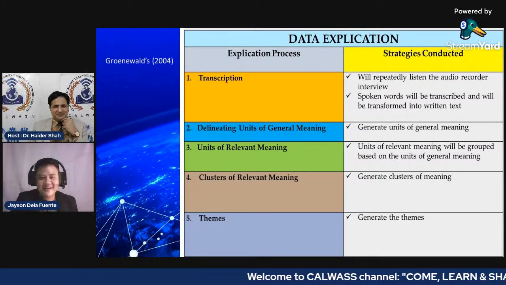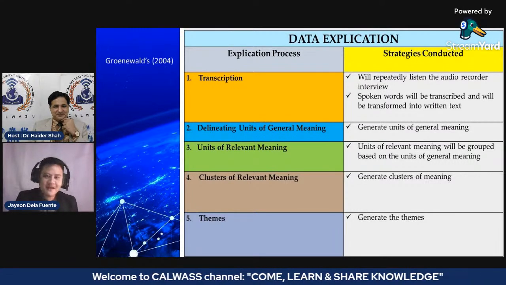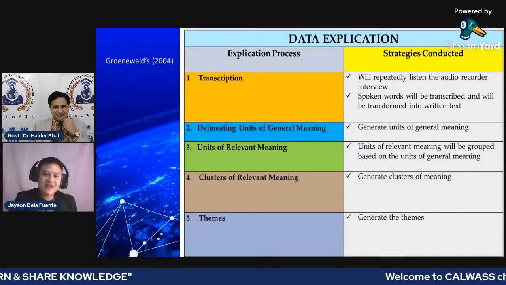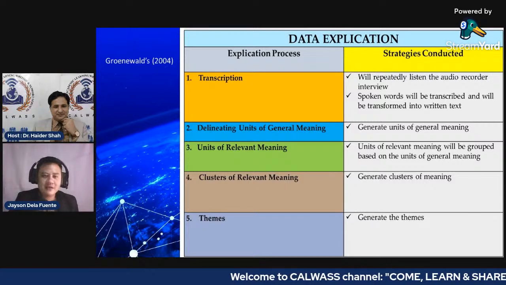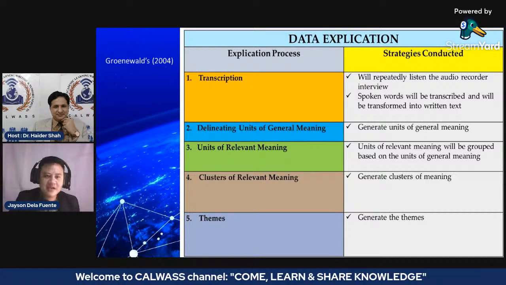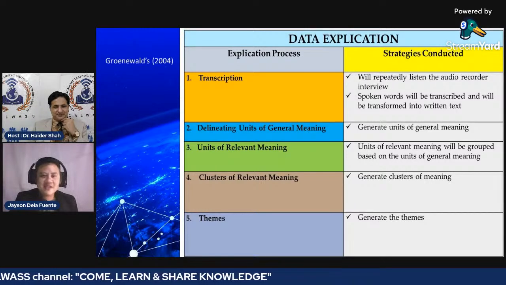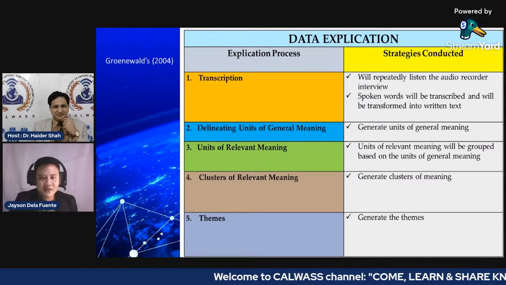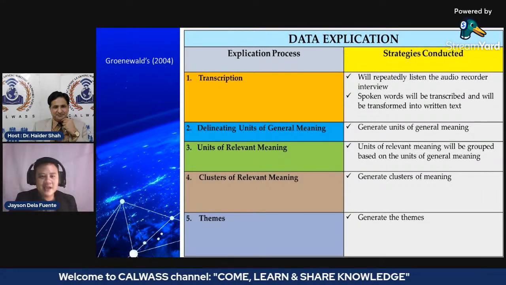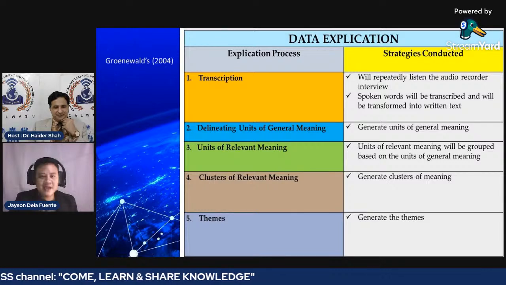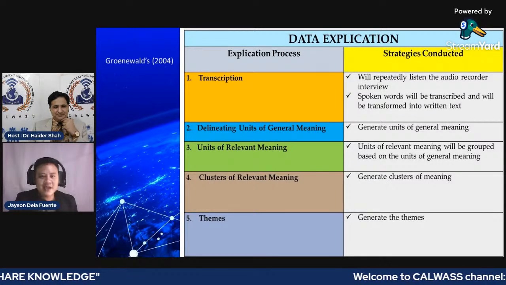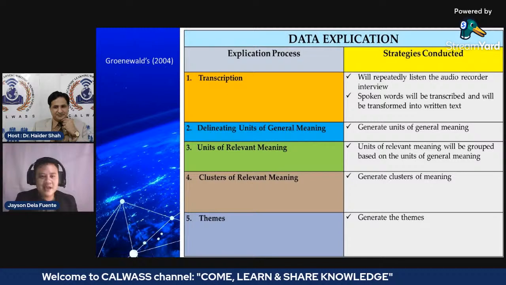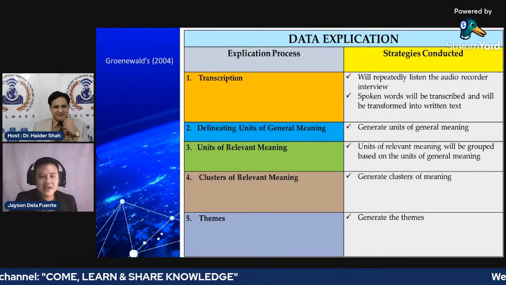Okay. In qualitative research, we don't have statistical tools to be used, but we have a data explication process, and I will share with you a process given by Grunwald, 2004. This is how he suggested qualitative researchers analyze and interpret their qualitative data. He has actually 5 processes. First, transcription, wherein the researchers will repeatedly listen to the audio recorded interview, and then the spoken words should be transcribed and transformed into written text.